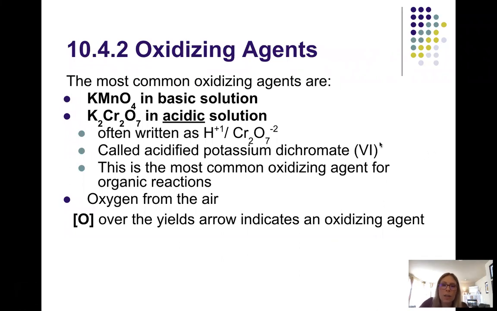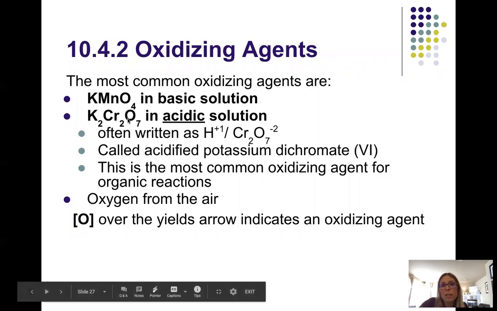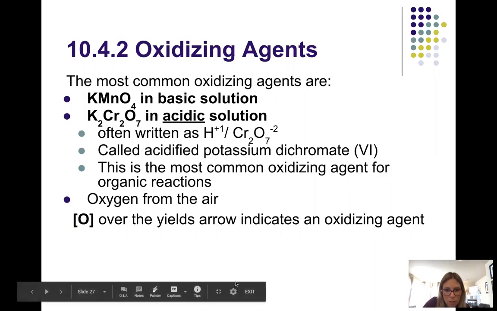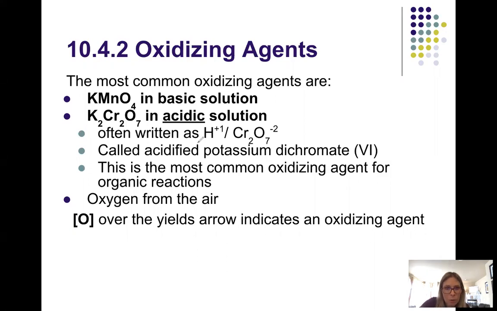And this is what in the world that funny little O in the brackets was that I kept drawing over the arrows. It is just a really generic way of saying we've got an oxidizing agent. And if you remember what oxidizing agents are from our redox unit, it just means that they themselves are reduced because they allow something else to get oxidized. These are the two that are very common that I'm going to ask for you to know.